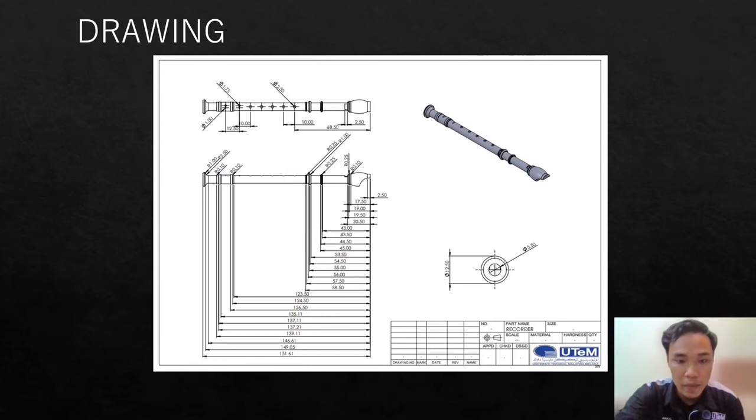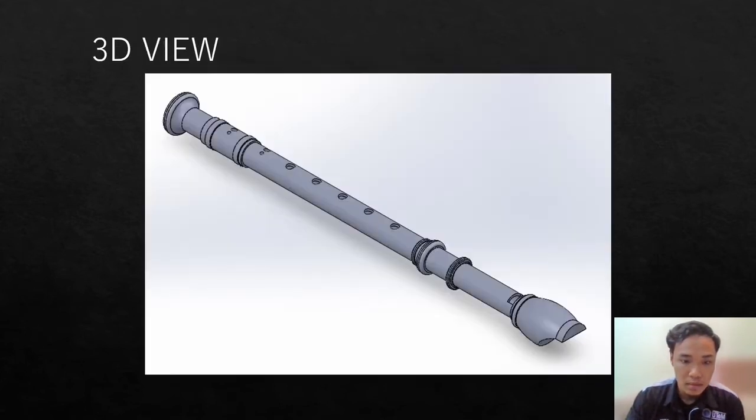Next, I will show the drawing of our product from the SolidWorks software. Here is our drawing of the product. Next, we will go to the 3D view or isometric view of our product from SolidWorks software. Here is our 3D view or isometric view of this product.